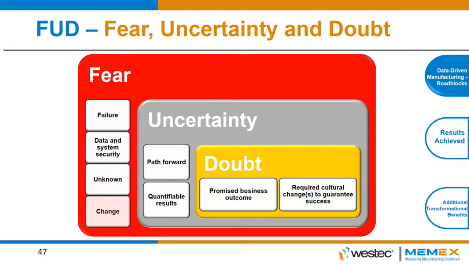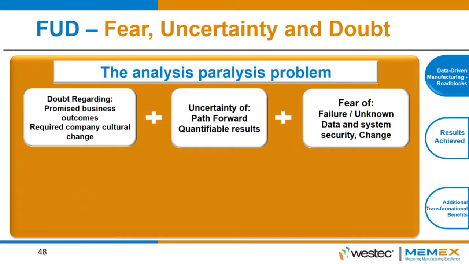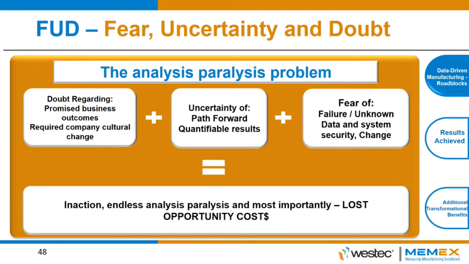These are all fear, uncertainty, and doubt that we see in our business when we talk to customers or prospective customers. What happens when we add up the doubt, the fear, the uncertainty, and the doubt, we end up with what we call the analysis paralysis problem. Because if we have inaction, endless delay, and more importantly, we have lost opportunity cost. Because if the value equation that I mentioned of 300% or a 4-month payback, companies don't take advantage of that, and they wait 6 months, a year.